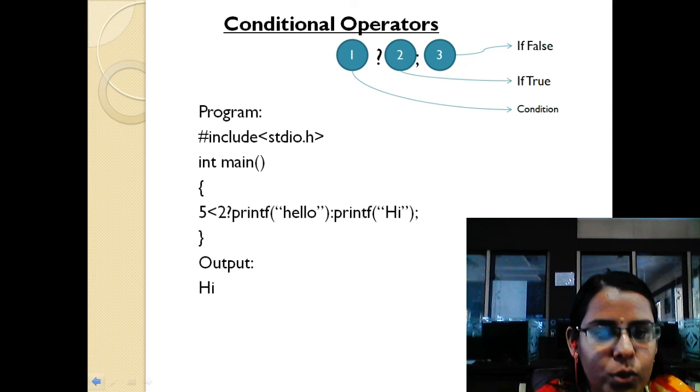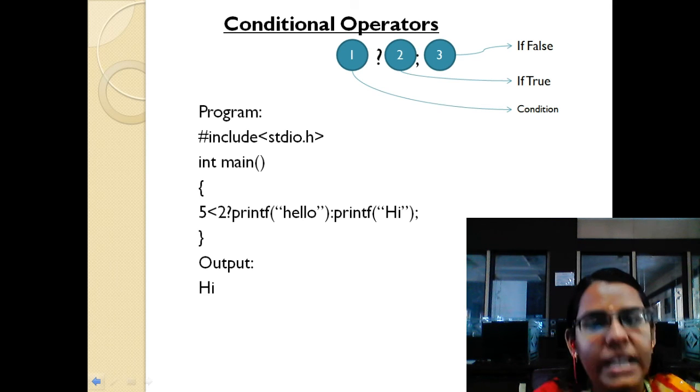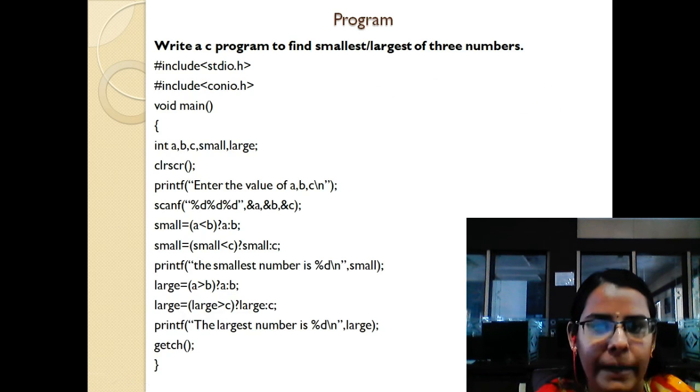So 5 is greater than or equal to 2. Then we use the question mark. If it is true, then print hello. So the given condition is true, then it will follow the condition and execute the output. This is the conditional operator.